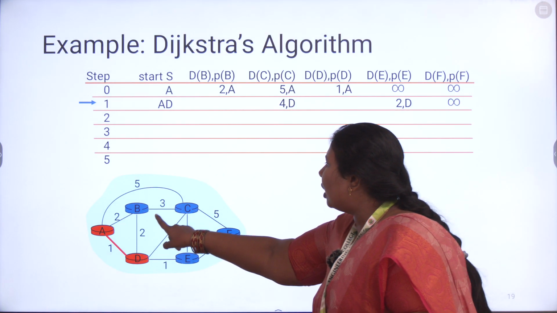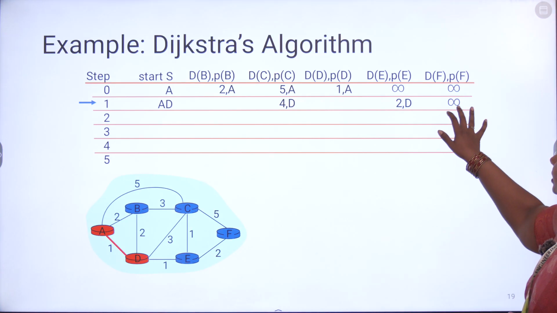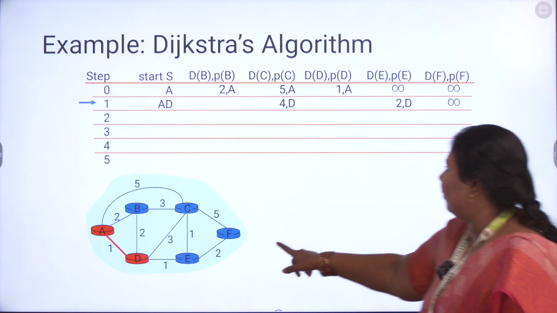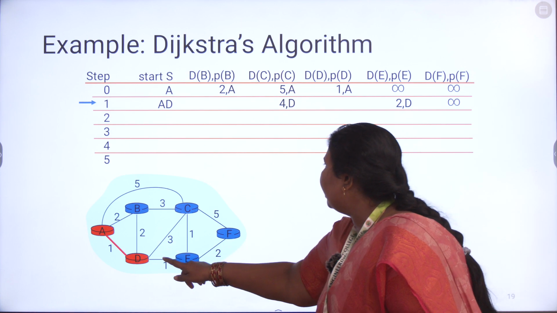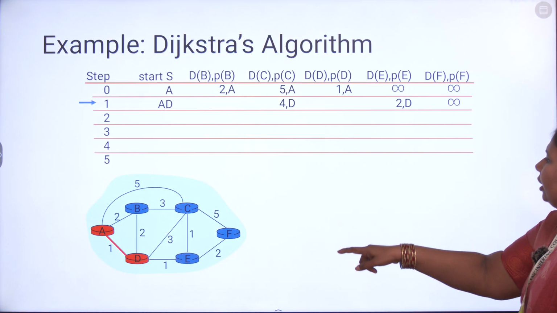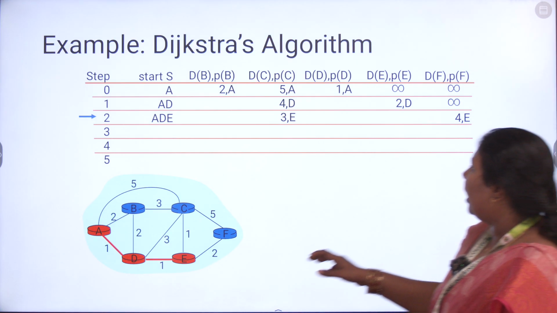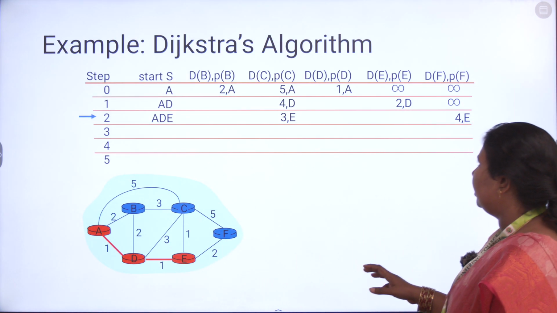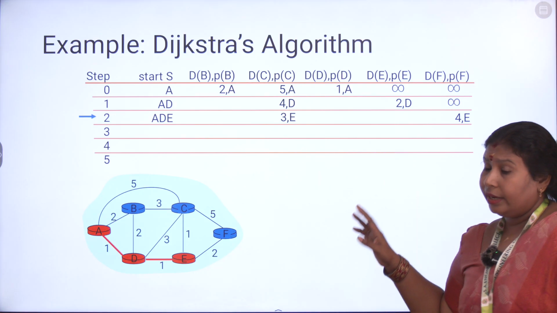If you are going to pass through more than 1 node, then it is called infinity. For example, F, from D to F, what is the thing? You can pass through here, but you have too many intermediate nodes from A to reach F. Okay. Next one, ADE. But we already passed through AD.